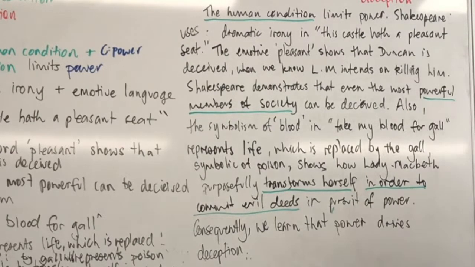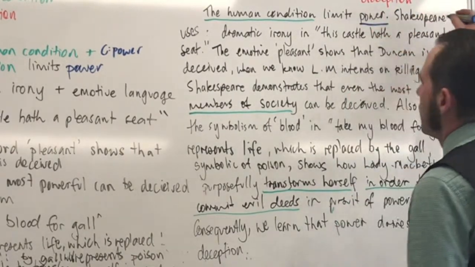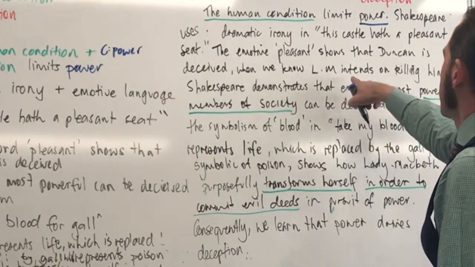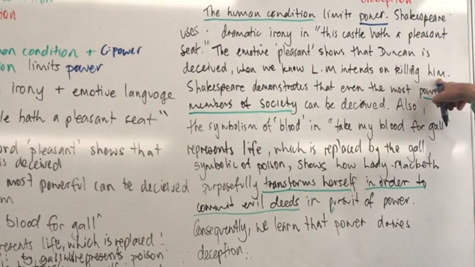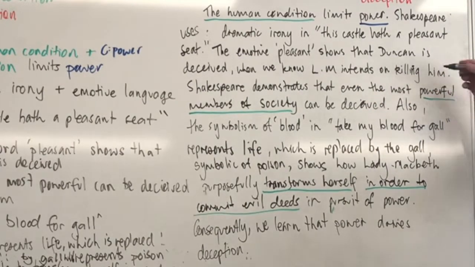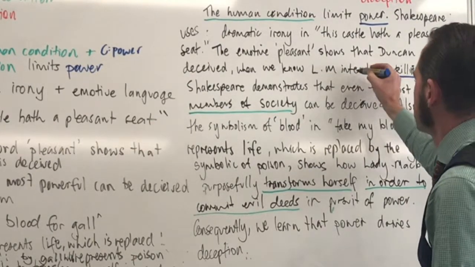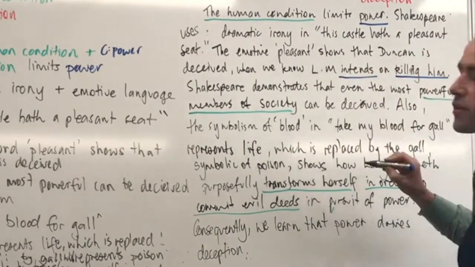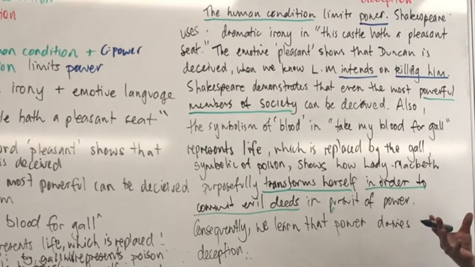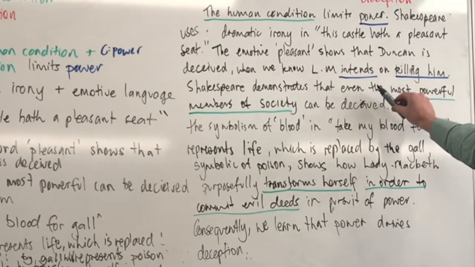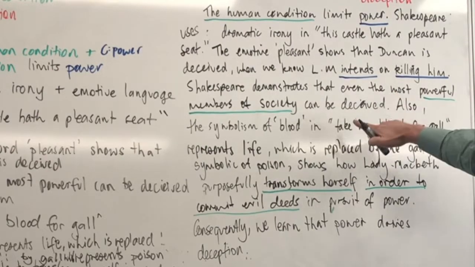But then our concept is power. Shows that Duncan is deceived when we know Lady Macbeth intends on killing him. Would you say that killing has something to do with power? Well, killing's taking away the power. And also intends. If someone intends on doing something, that has something to do with power, and that's the link then to driving deception at the end of this paragraph. So then Shakespeare demonstrates that even the most powerful can be deceived.